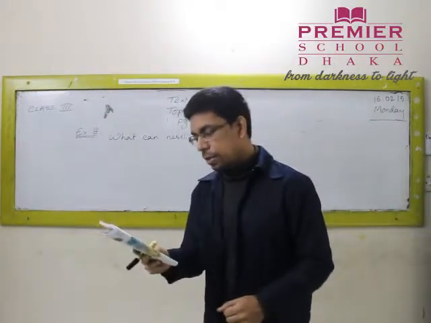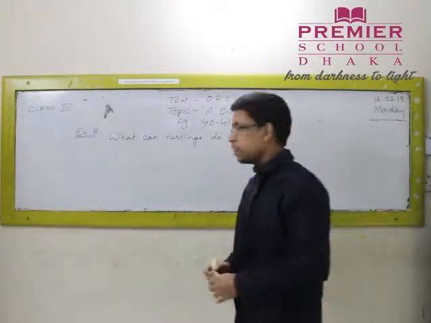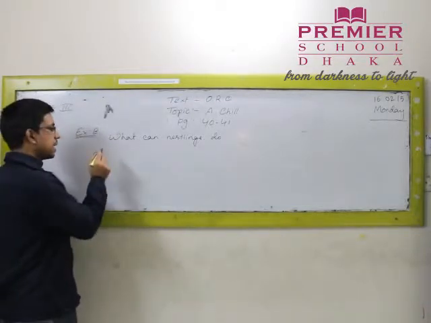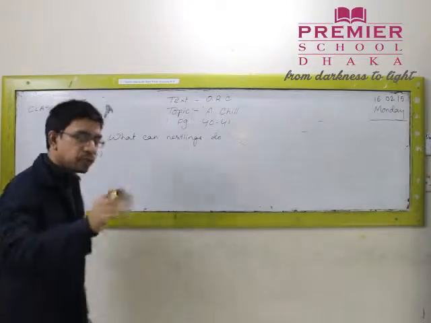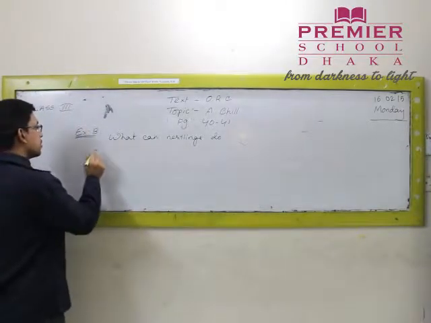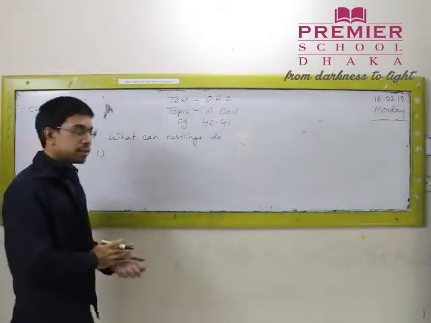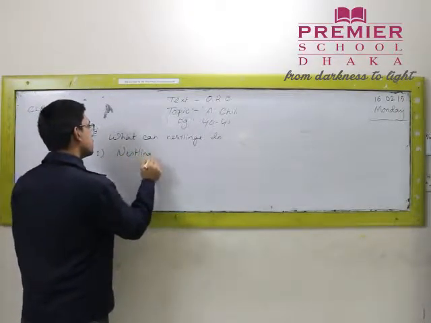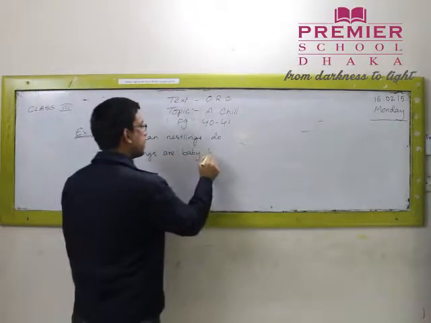So, what can nestlings do? The first question is, what are nestlings? Do we know what nestlings are? Very good. Let's try. For the answer, like in the book it's been given 1, 2 and 3, we should follow the numbers as well. So let's follow the numbers. What are nestlings? Nestlings are baby birds.